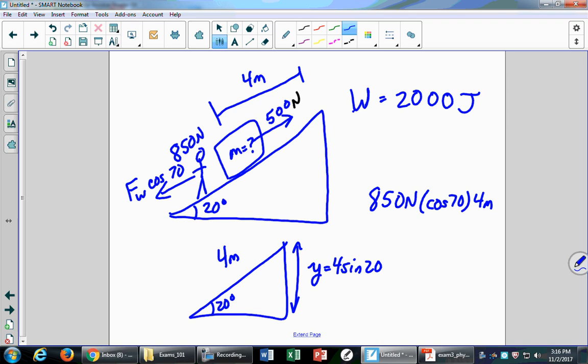Okay, but if you know the mass, then you don't have to worry about the forces. You just say what is the change in potential energy. PE is mgh, and that will also equal the work that's required to go up that incline. Okay?